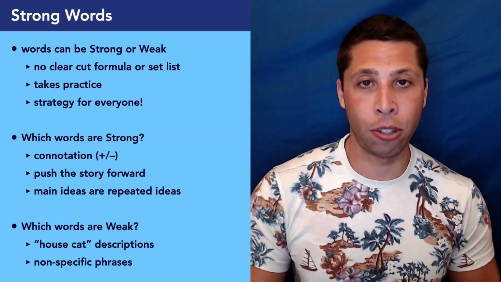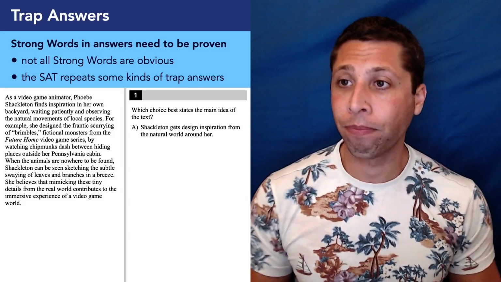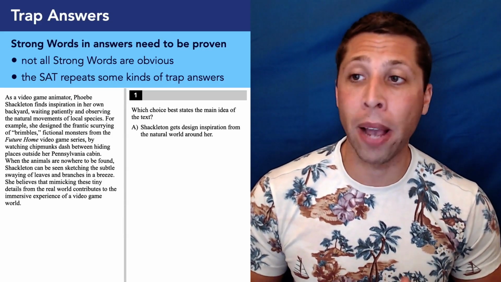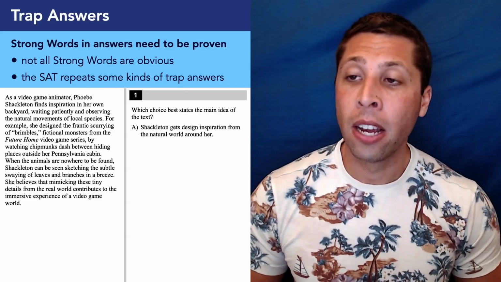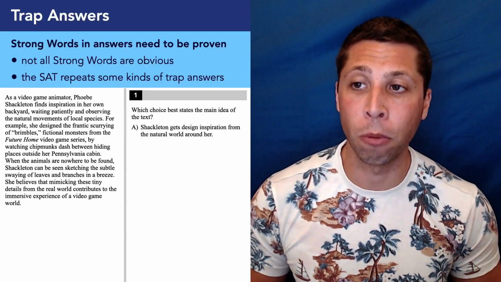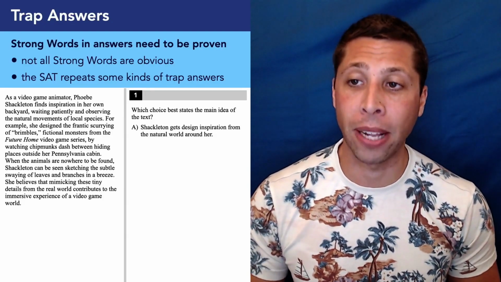So let's dive right into an example here. I'm going to read it, just give us the basic sense of what it's about. As a video game animator, Phoebe Shackleton finds inspiration in her own backyard, waiting patiently and observing the natural movements of local species. For example, she designed the frantic scurrying of Brimbles, fictional monsters from the Future Home video game series, by watching chipmunks dash between hiding places outside her Pennsylvania cabin.